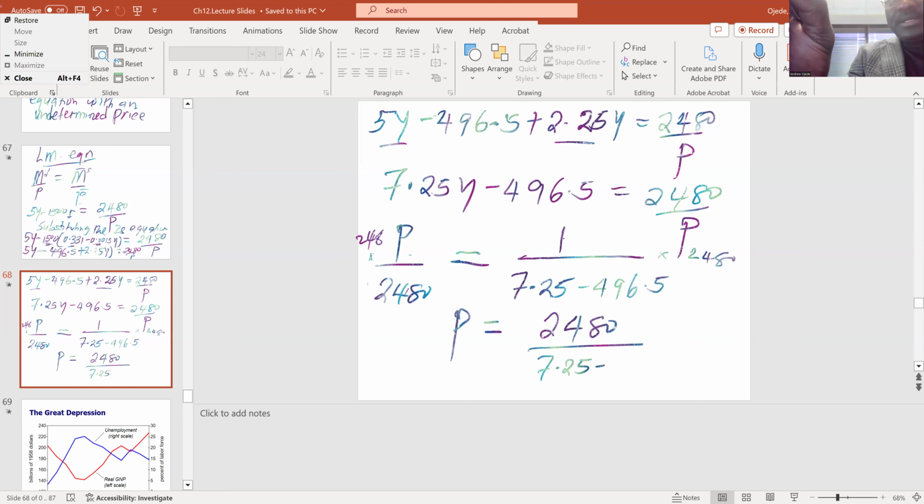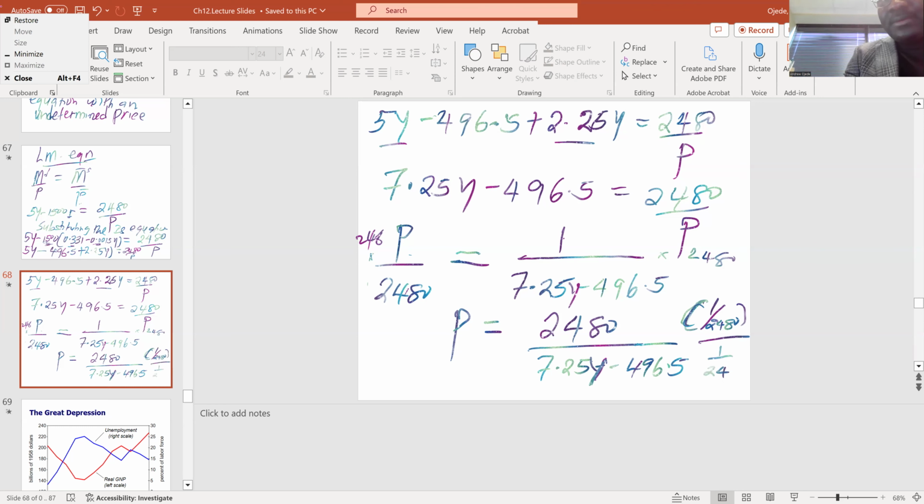7.25 minus, this is Y, by the way, Y minus 496.5. Now I want to clean this up a little because these numbers are huge. On the right-hand side, I can divide the numerator and the denominator by 1 over 2480. I'm not changing anything, because after all, this cancels and is equal to 1.